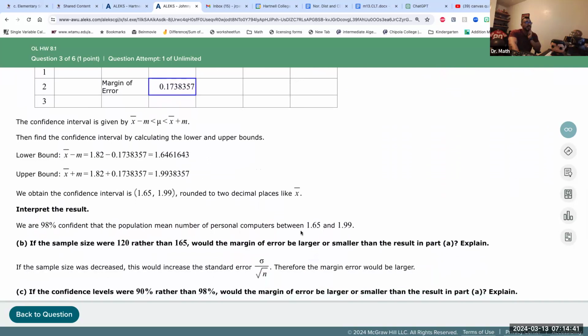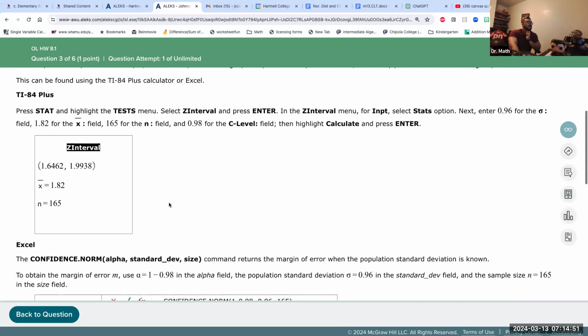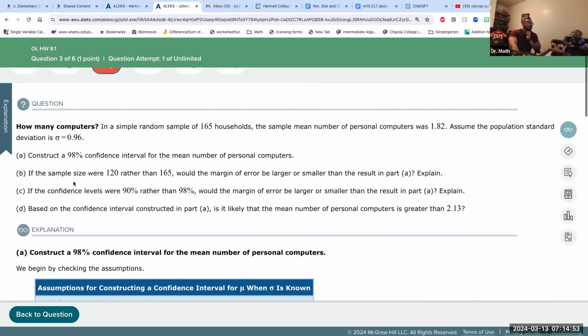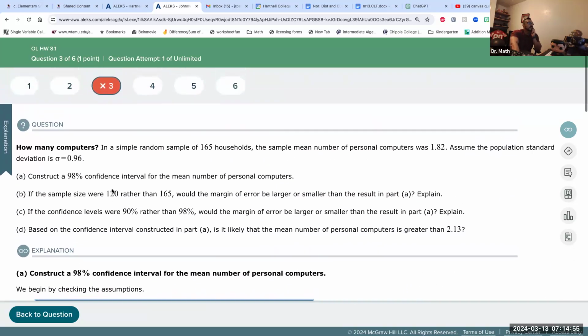This is where a lot of you are having trouble, and I want to interpret what they're saying here. I don't want to use their answer; I want to make sure you understand what's going on. So let's look at the question. Part B: if our sample size were 120 rather than 165, so notice our sample size got smaller, would the margin of error be larger or smaller?